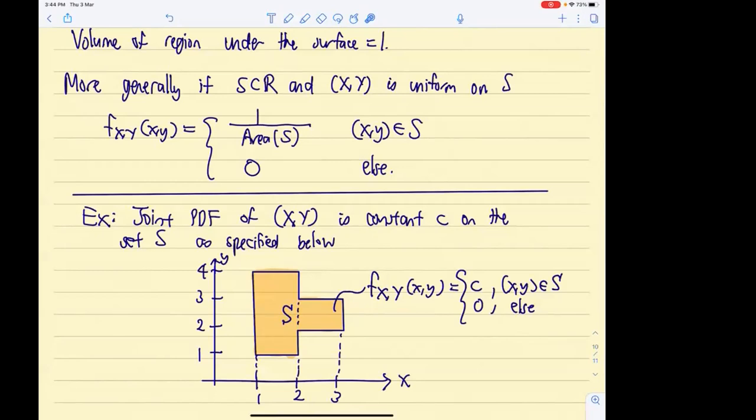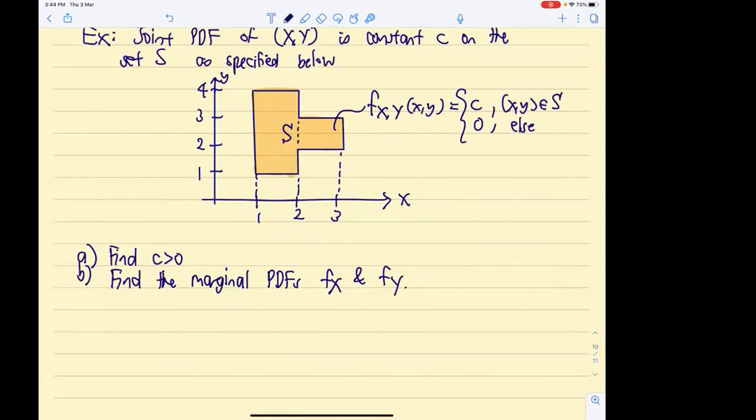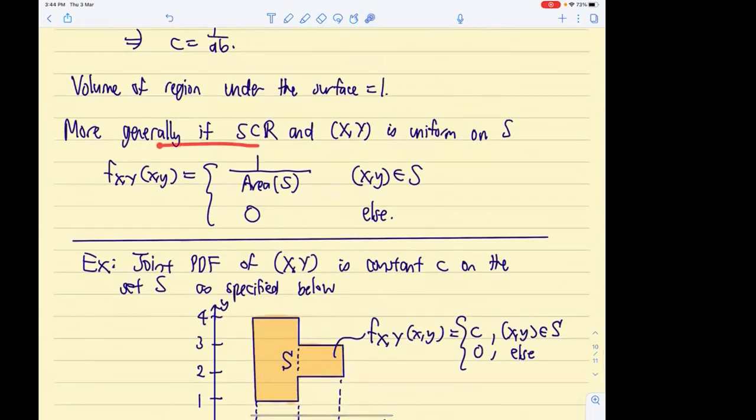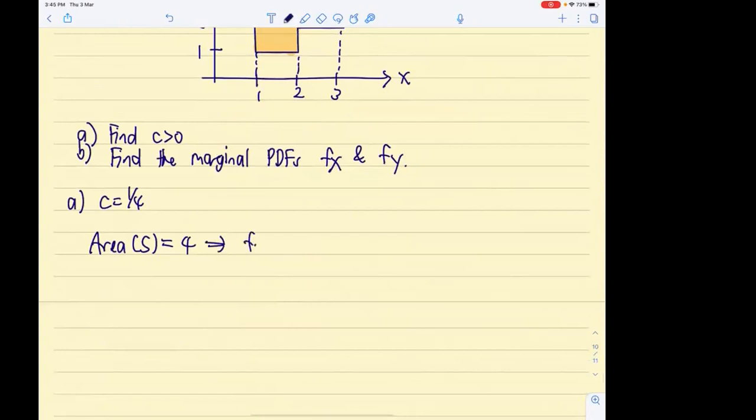Let me see who wants to volunteer. One over four, yes. The answer C is 1/4. Why? Because the area of S is exactly four units. I've already specified the formula for the uniform distribution on S, and you need the constant to be 1/area, which is 1/4. So f(x,y) equals 1/area of S, which is 1/4, when (x,y) belongs to S, and zero otherwise.